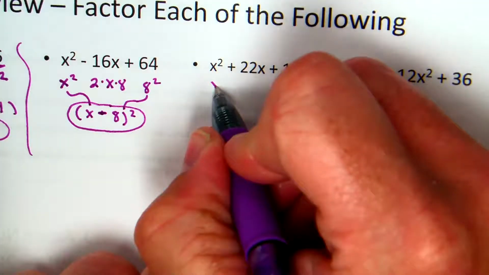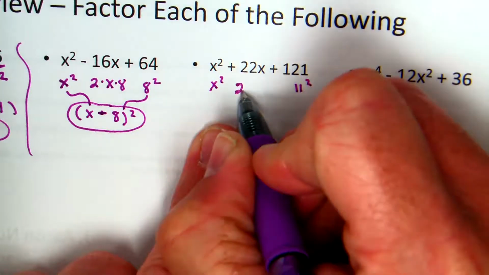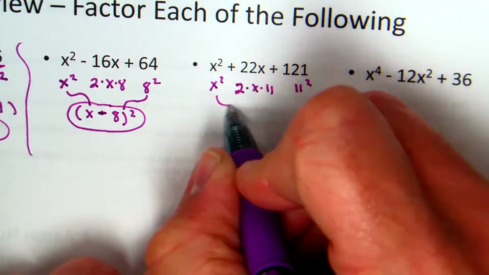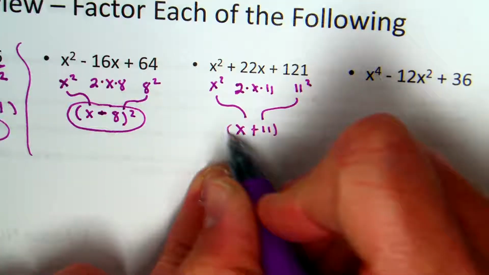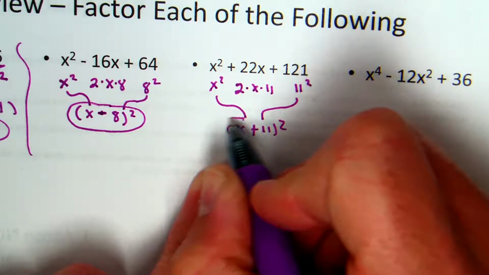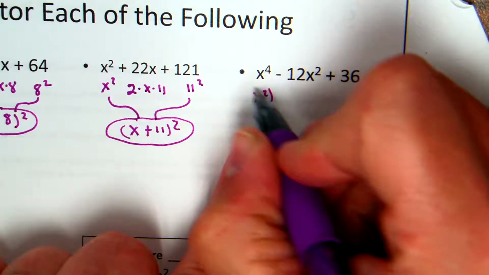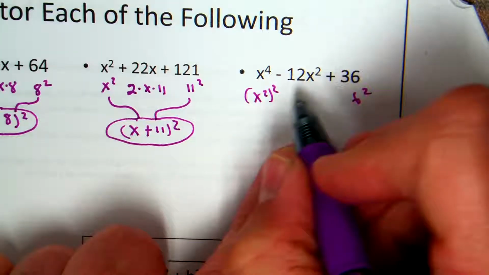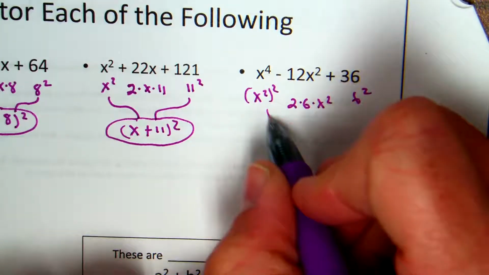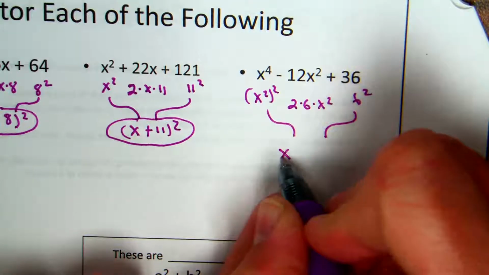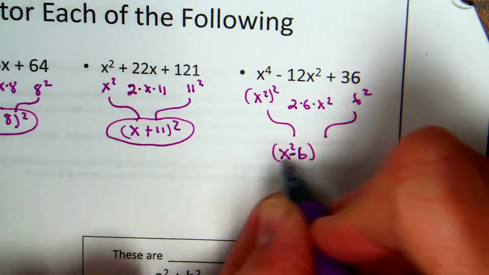Over here, this is an x times itself. This is an 11 times itself. This is a 2 times x times 11. Therefore, it is a trinomial squares pattern. This is x plus 11 squared. And lastly, this is x squared times itself. This is 6 times itself. The middle term is 2 times 6 times the x squared. Therefore, this is a trinomial squares pattern. This is x squared minus 6 squared.